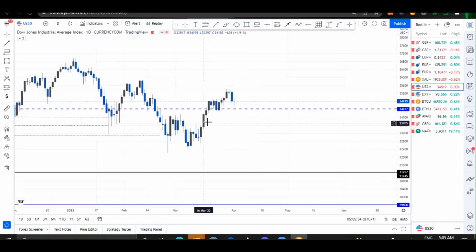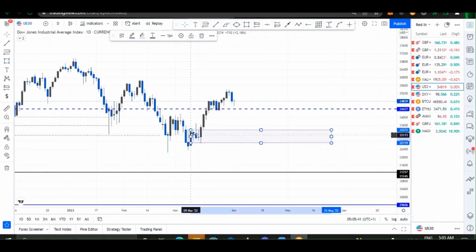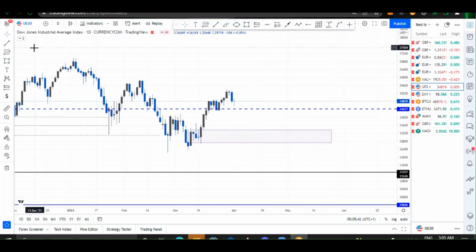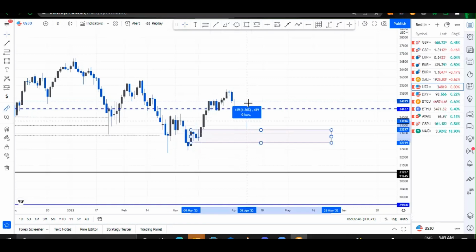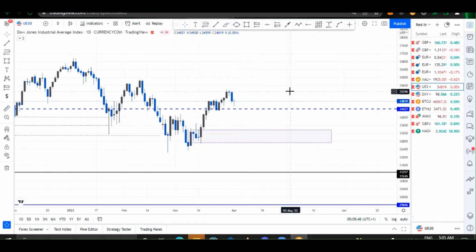So yeah, we're seeing some sales back to all of these points, at least to our area of demand right here, right? And we're seeing some sales back to that point. Now, this is how you are looking at the structure. If you are looking at the monthly time frame as well, you are looking at just the last 3 candles.